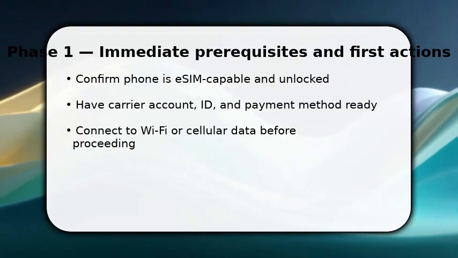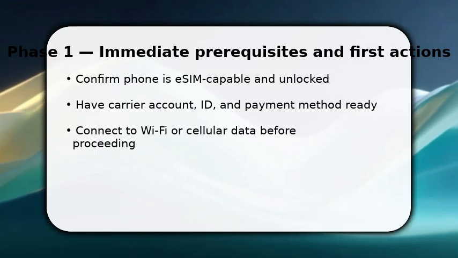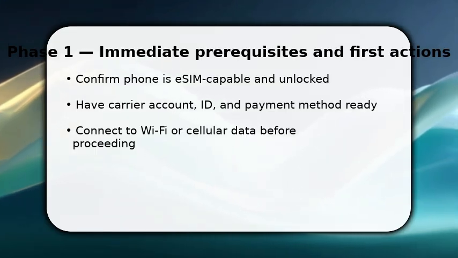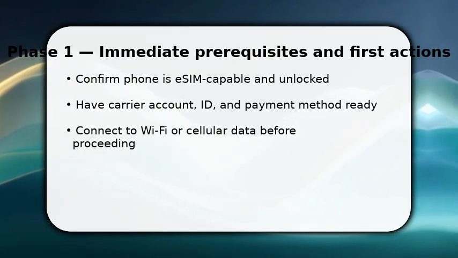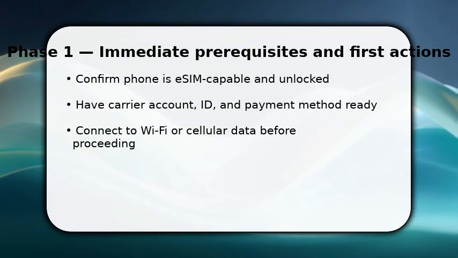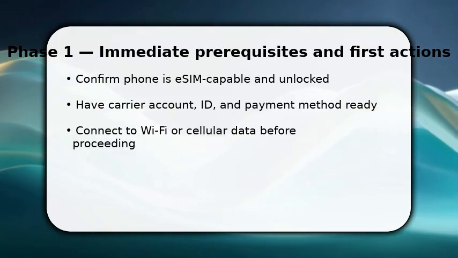You begin by confirming capability. Check your phone settings to ensure eSIM support and that the device is unlocked. Next, sign into your carrier account or prepare to contact support. Have your ID and payment info handy.